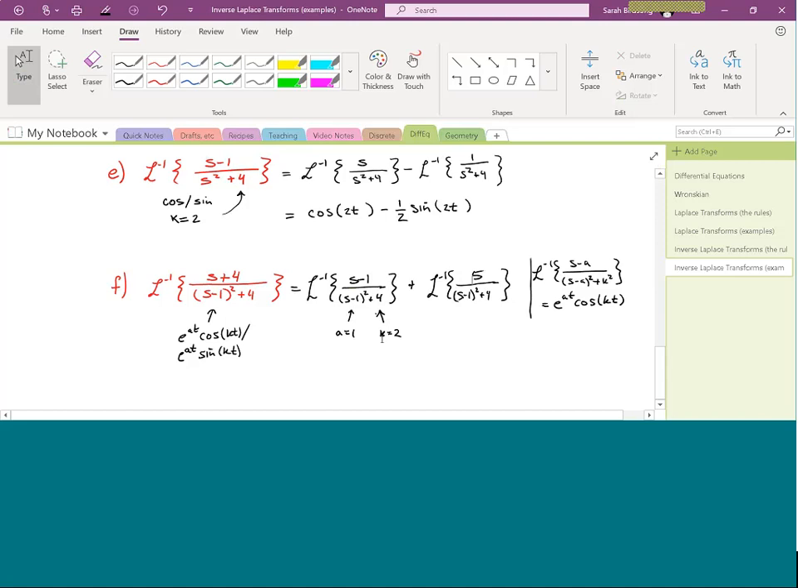Now, in order to do this, we already found out what a was, and we actually already found out what k was too. So we can go ahead and actually get our answer. So for that first guy, this matches exactly with our rule for cosine times an e. So we'll have e raised to the t times cosine of 2t.